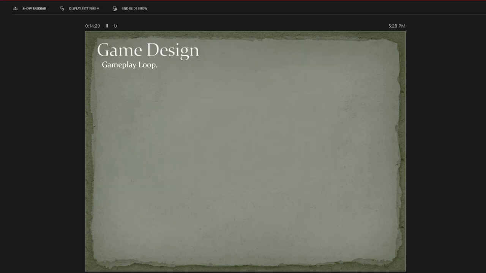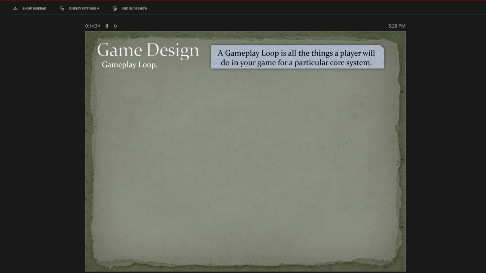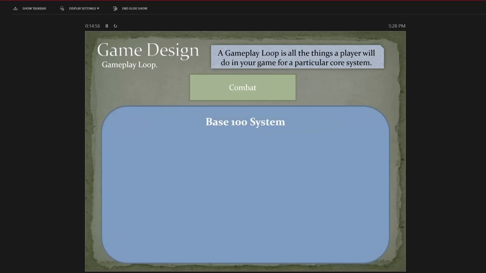All right, let's talk about gameplay loops. So a gameplay loop is all the things a player will do in your game for a particular core system. And let's do a little bit of a sample of a core system for combat. The way that I typically approach a combat system is I either do a base 10 or a base 100 system. We're going to use a base 100.